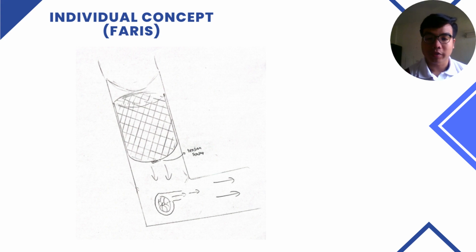Assalamualaikum. My name is Faris bin Hafis. Now I will explain my individual concept. As you can see, this is my initial individual concept design, which consists of 3 primary components: the netting system, water pump, and the tension sensor that will be placed on the net. The net will serve as waste storage, and when it reaches the maximum capacity, it will be physically removed and replaced with a new net.